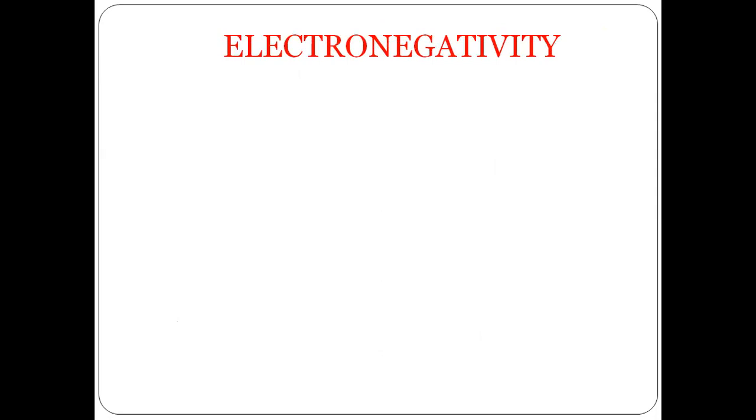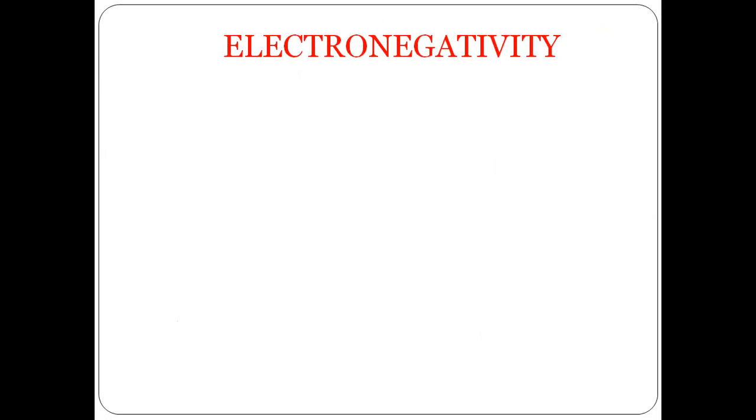Coming to electronegativity. Remember that whenever we talk about electron gain enthalpy, in some textbooks it is mentioned as electron affinity also. Electron gain enthalpy and electron affinity are the same thing. Most students get confused between electron affinity and electronegativity. Electron affinity is electron gain enthalpy. What is electronegativity? It is not energy involved.